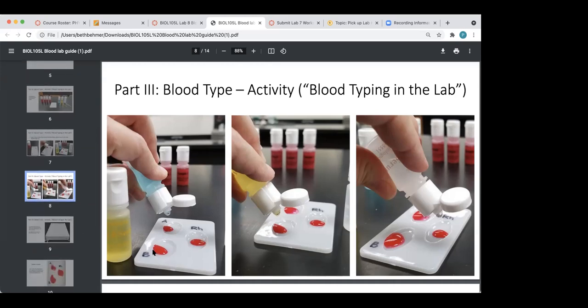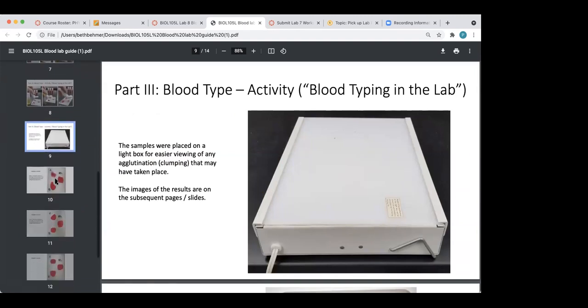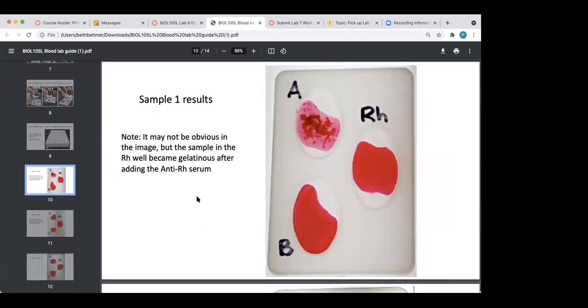So if we see clumping, and I'll show you what that picture is in each of these wells, that clumping will be the blood type. So the sample is placed on a light box for easier viewing, and then the images of the results are on the subsequent pages. So here's sample 1 results.